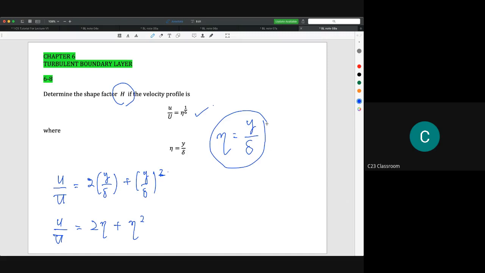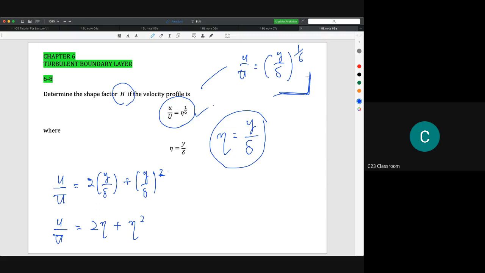Now it depends on you. For example, if we have a velocity distribution u over U equal to eta to the power of 1 over 6, it depends on whether you want to solve it in terms of eta or by replacing eta with y over delta. Either is okay. For example, u over U becomes y over delta to the power of 1 over 6. You could continue with this one.